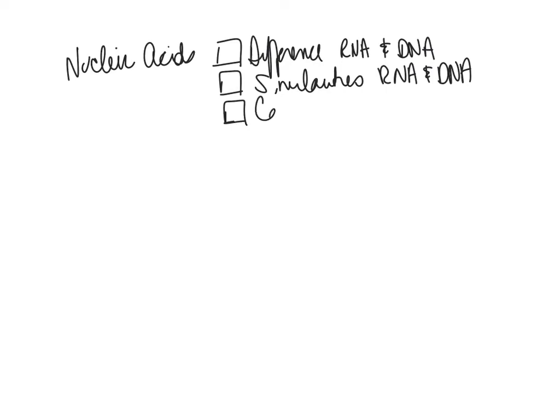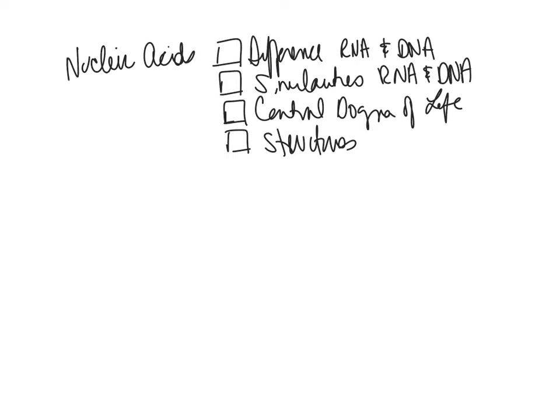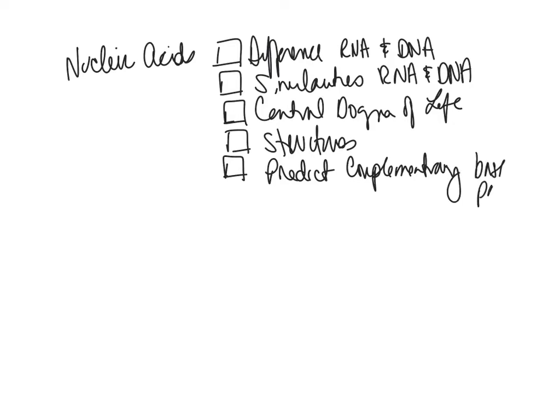We're going to talk about the central dogma of life, what that is, and we've got to understand their structures. You'll recognize and draw structures, and we want to predict complementary base pairs for DNA with a messenger RNA or DNA with a DNA. So those are our learning objectives.